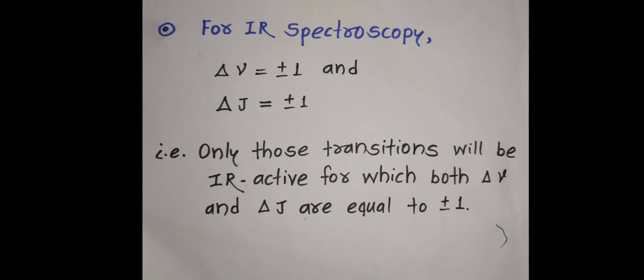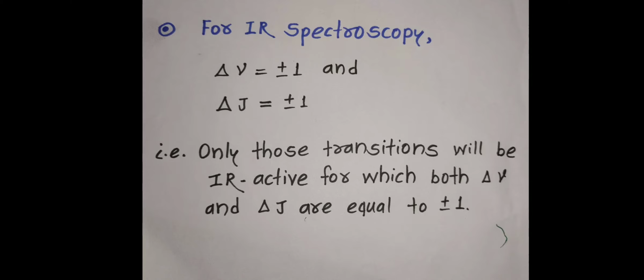During the absorption of energy, the molecule can change its V value. V value means vibrational quantum number and its J value. J value means rotational quantum number.